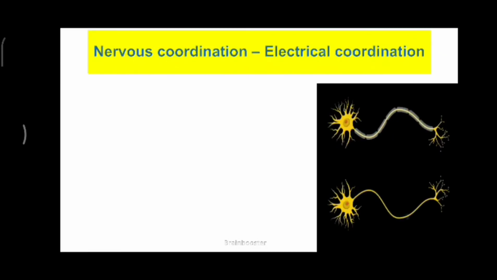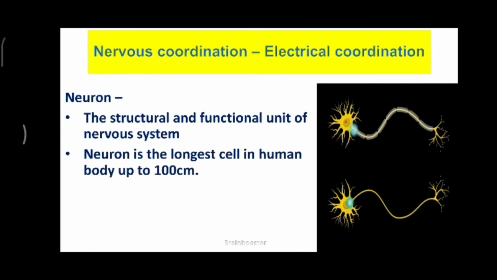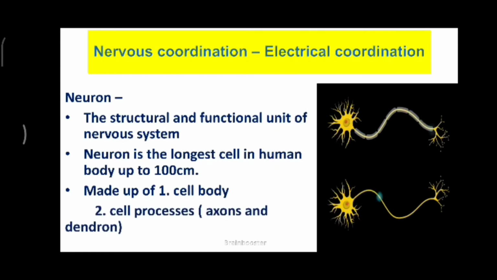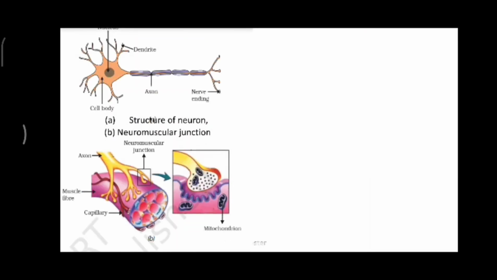In this picture, you can see a neuron cell. A neuron is the structural and functional unit of the nervous system. A neuron is the longest cell in the human body, up to 100 cm. It is made up of one cell body and cell processes, which include the axon and dendrons. Let us learn the structure of a neuron. In this first picture, you can see a neuron. The orange colored part is called the cell body.